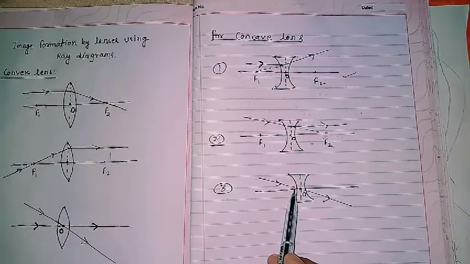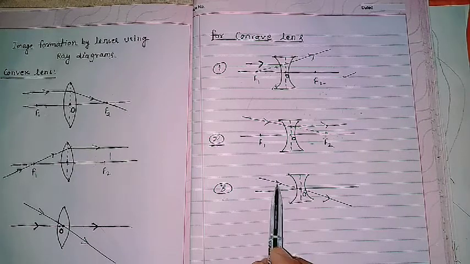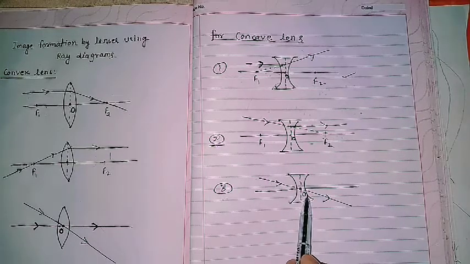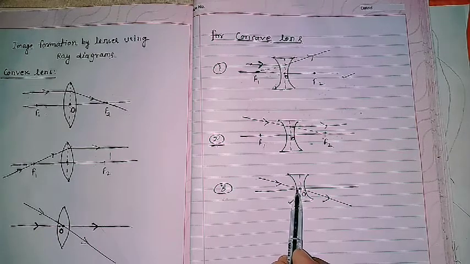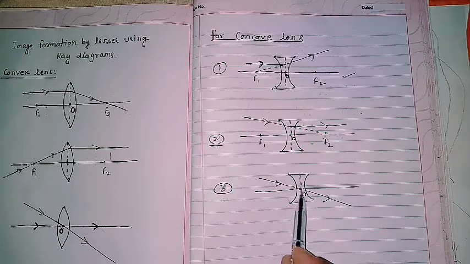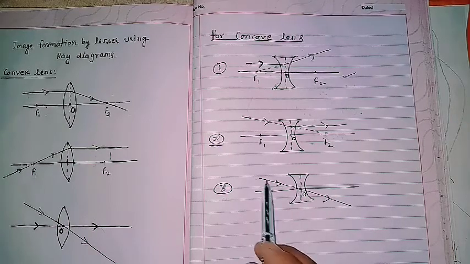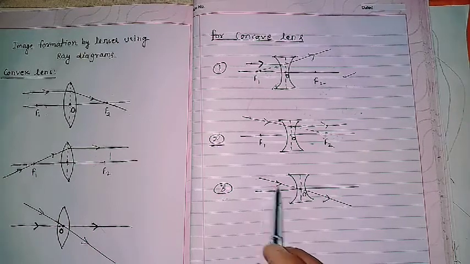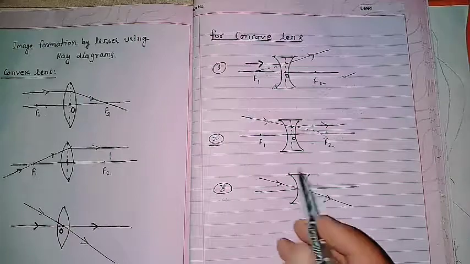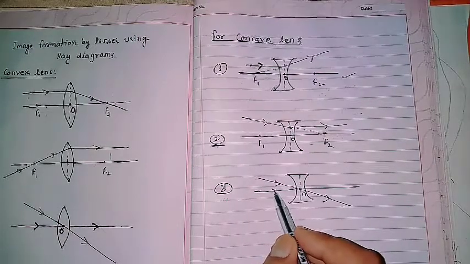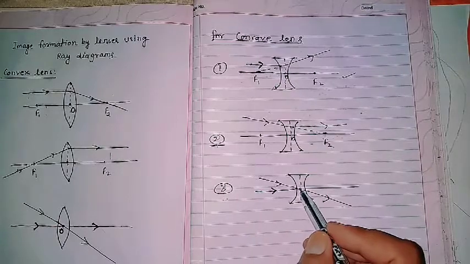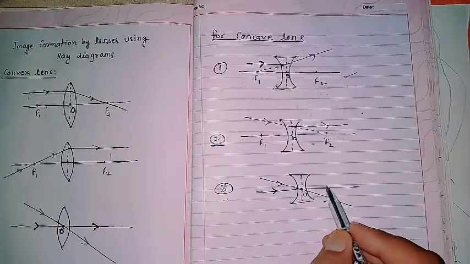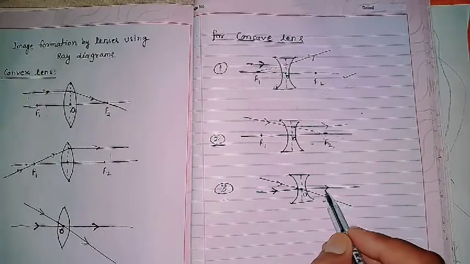A ray of light which passes through the optical center of a concave lens does not suffer any refraction. It passes through the lens without any deviation. There is no refraction. The light ray will pass in a straight line. And in the same way, if the light ray is moving along the principal axis, it will strike the optical center and pass straight.